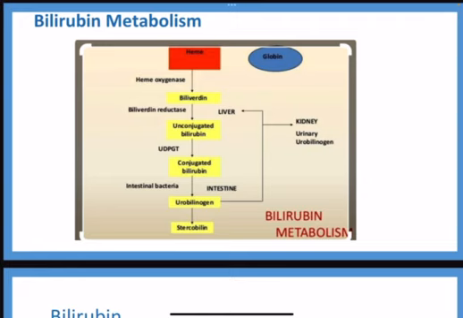Part of this urobilinogen goes back to the liver to start the whole sequence once again, and part of it gets reabsorbed to the kidney and excreted in urine as urinary urobilinogen. A small amount stays in the intestine and forms stercobilin, and this gives the stool its normal color.